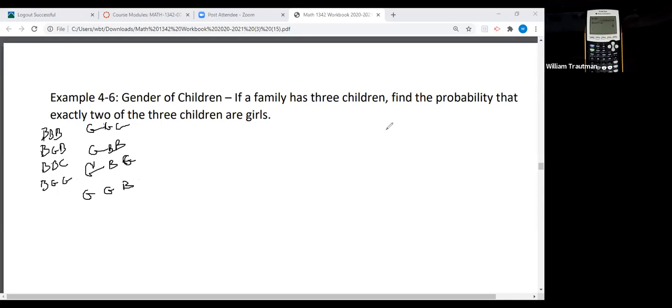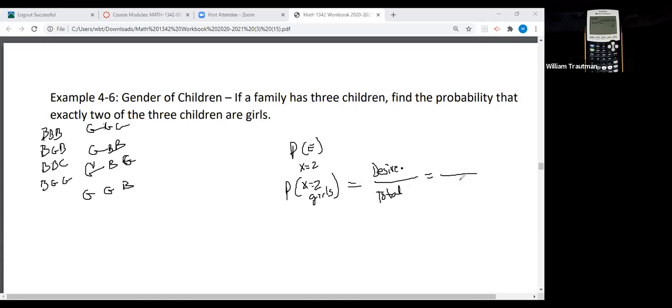Find the probability that exactly 2 of the 3 children are girls. The probability that exactly 2 are girls equals the desired outcome, which is how many have exactly 2 girls, over the total. Anybody know what the total is supposed to be in this problem?